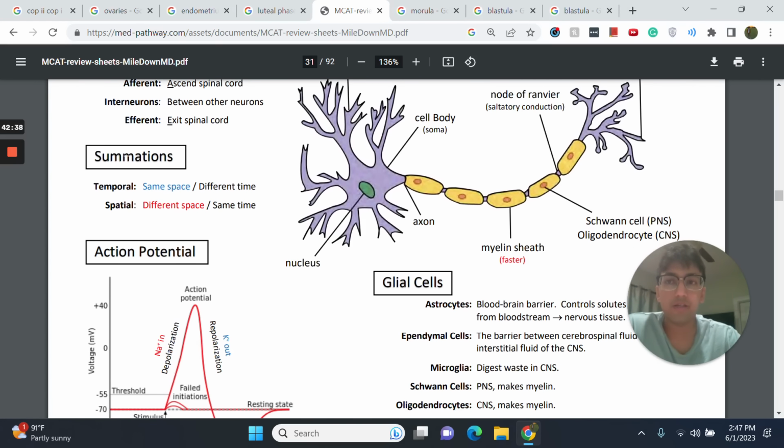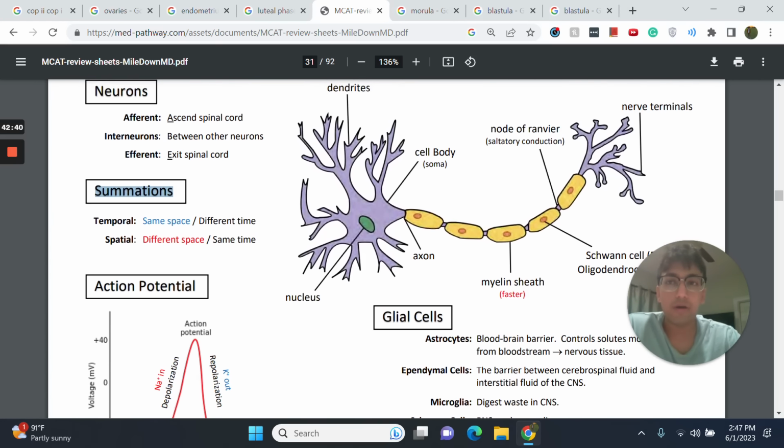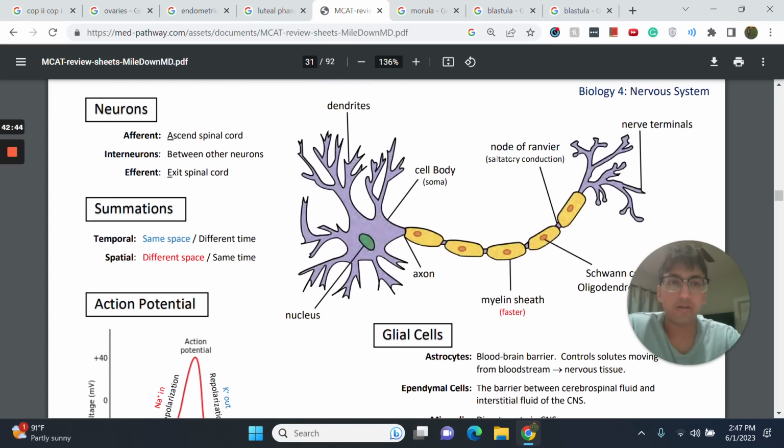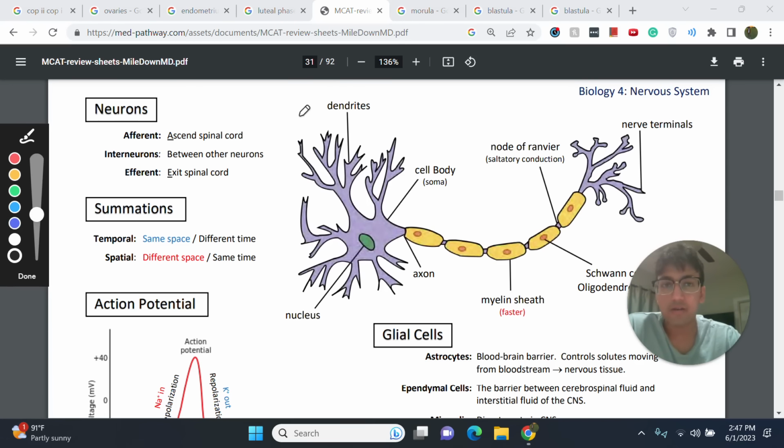You can sum up these signals from neurons. So you can imagine that these nerve terminals are going to these dendrites, going to other axons. Sorry, let me show this real quick. So you can imagine that there are these nerve terminals of another neuron, and there's another one that's here, and there's another one that's here. And all of these are sending signals, right?